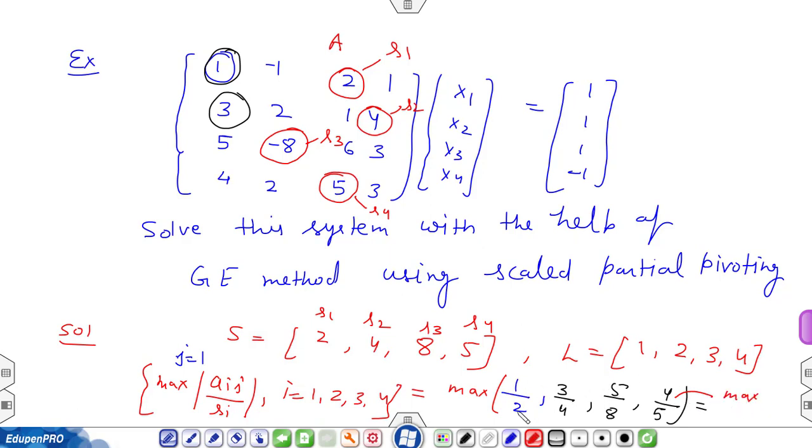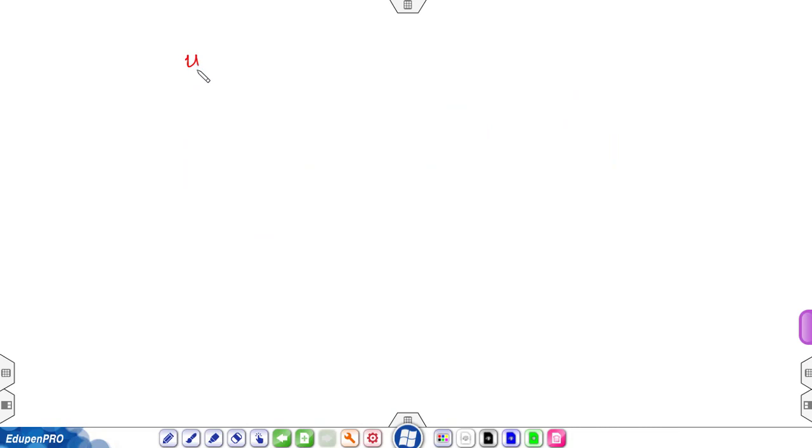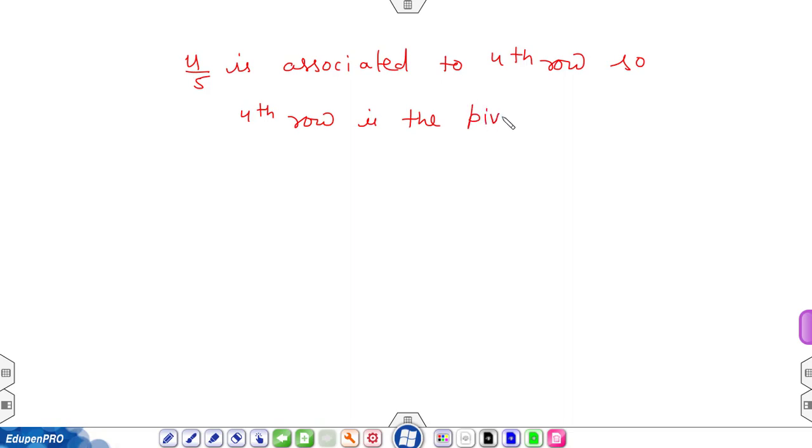If we divide it, 1 by 2 is 0.5, 3 by 4 is 0.75. Just compute all these values, and out of this, which is the maximum? 4 upon 5 is the maximum value. And this 4 upon 5 is associated with the fourth row. So this fourth row is the pivotal row. Okay, so the fourth row is the pivotal row.